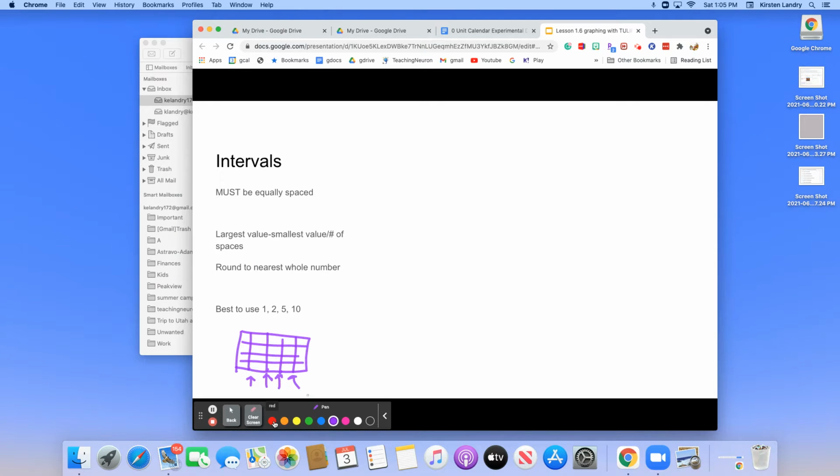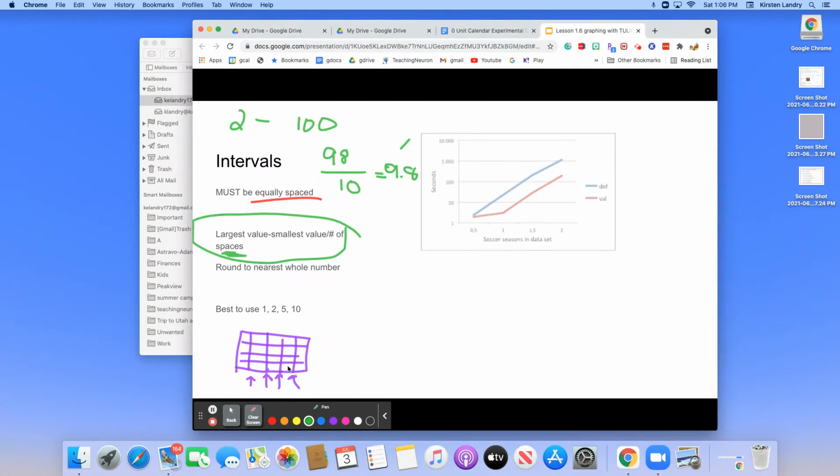So to start with, they have to be equally spaced. That's really important. Here's a little equation that might help you, okay? Let's say I have a set of values and it goes from 2 to 100. What I'm going to do is subtract that. I get 98, and let's say that I have 10 tick marks that I want to graph this with. So I'm going to divide that by my number of spaces or tick marks. So I end up getting 9.8. That is what each little thing should be.